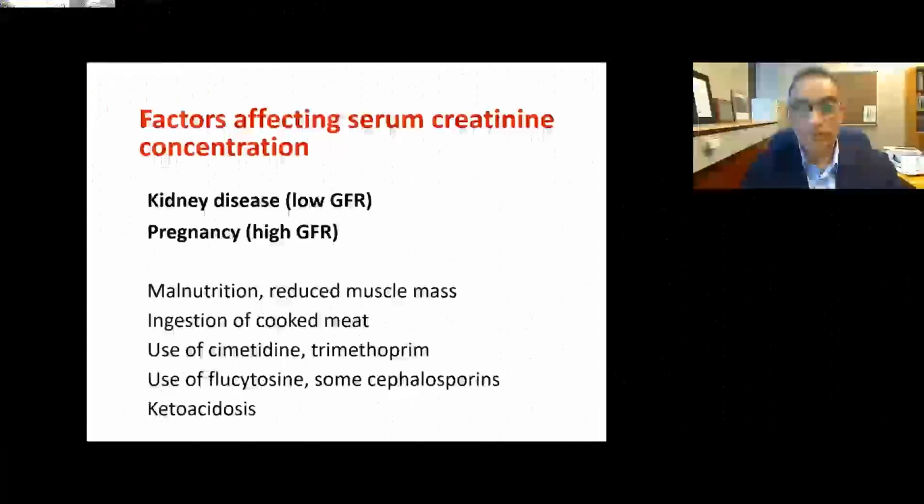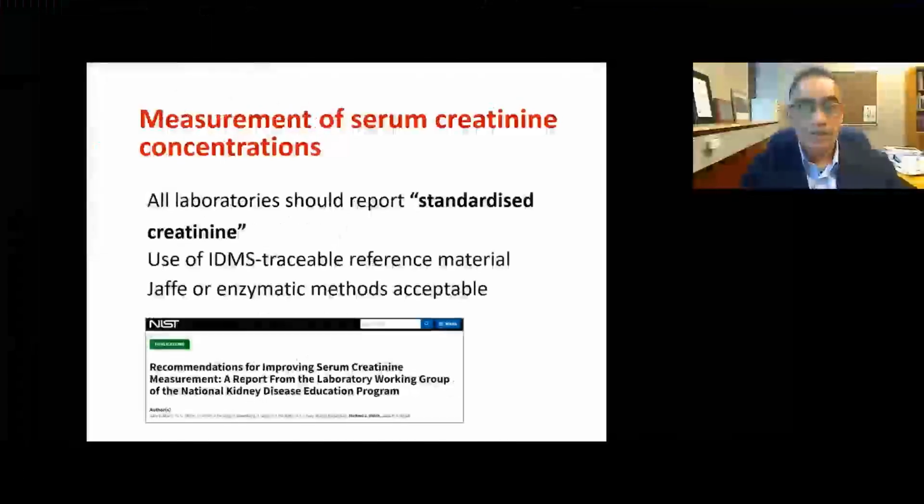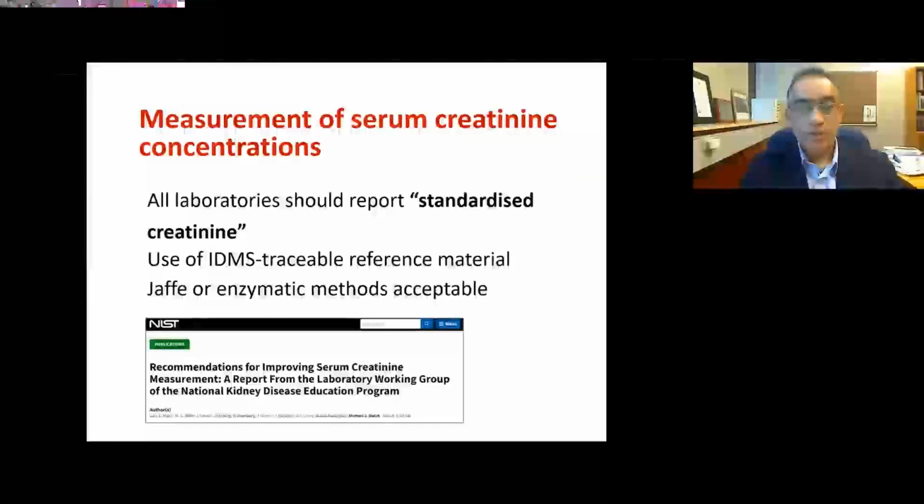So these days, all laboratories should be reporting what we call standardized creatinine, where their assays are calibrated with IDMS, which stands for isotope dilution mass spectrometry, traceable reference material. And this allows measurements in one lab to be exactly the same as measurements in another.